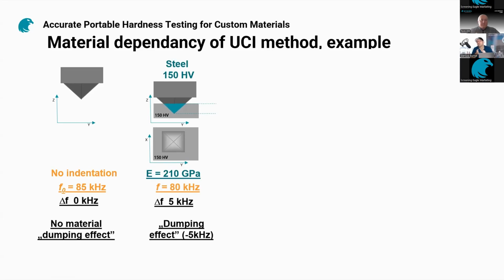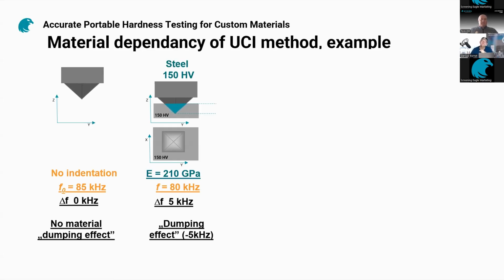still with the value of 150 Vickers. And this still has the default Young's modulus of 210. So exactly the same as how devices are calibrated. The frequency changes down to 80 kilohertz, so you have a 5 kilohertz difference. We can simplify that and say that there is a damping effect from the contact of the diamond with the material. So this damping effect is there.